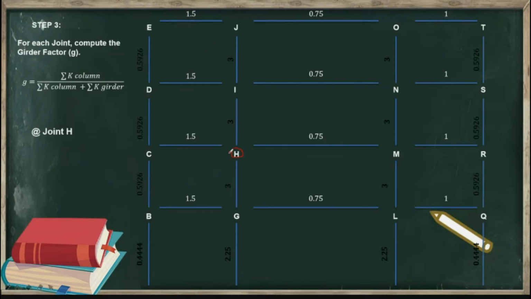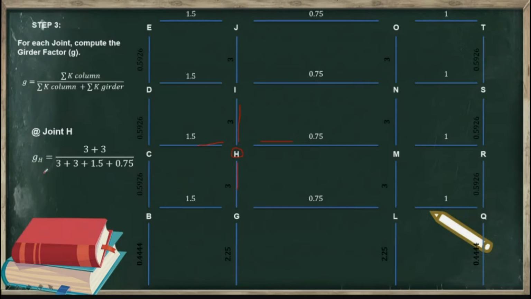So, we have the column factors na nakadikit sa kanya, ito and ito. So, yung 3 meters and 3 meters. Therefore, sa numerator, we have 3 plus 3. Pagdating sa denominator, kailangan natin yung K column and K girder, yung mga summations niya. So, therefore, ito ulit, 3 plus 3, plus yung sa mga girders na nakadikit kay H, which is 1.5 plus 0.75. So, ito siya. Nakukuha ba? Makasunod naman tayo, di ba?